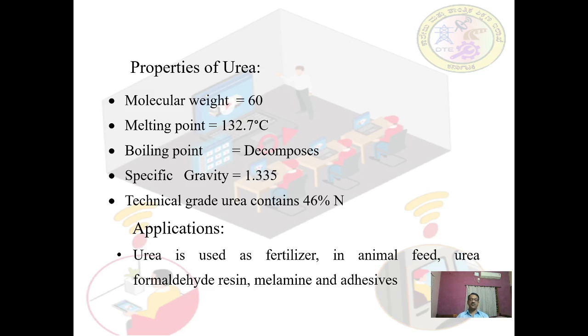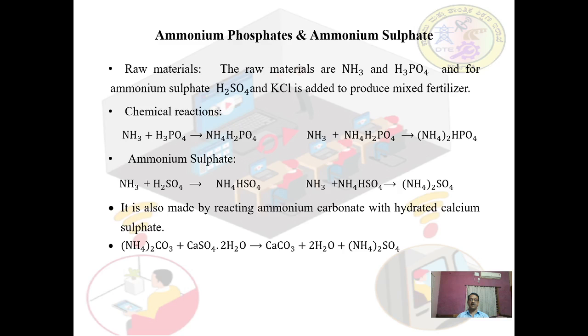Applications: urea is used as a fertilizer, in animal food or feed, in urea formaldehyde resin, and in the manufacture of melamine and adhesives. Next, we will discuss the production of ammonium phosphate and ammonium sulfate.